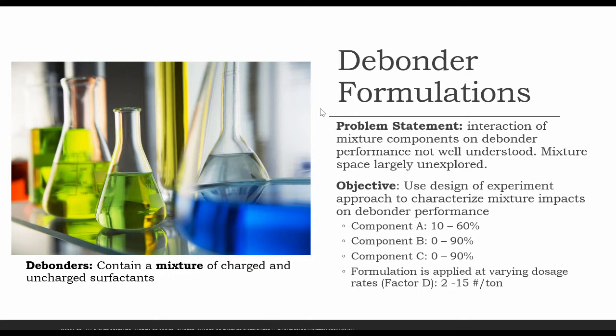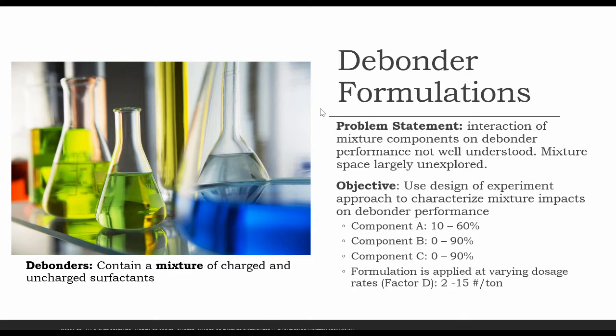So the objective of my study was to use a design of experiment approach to characterize the mixture impacts on debonder performance. In this particular study, I have a 3-component mixture design, so components A, B, and C, with slightly different ranges for A compared to B and C. But I also want to study not only how these 3 components are interacting to impact my debonder efficiency and performance, I want to also understand how the add-on rate of my debonder also changes performance. So changing the components of my mixture, but also changing how much of that mixture I add into my process and how these things influence the performance.